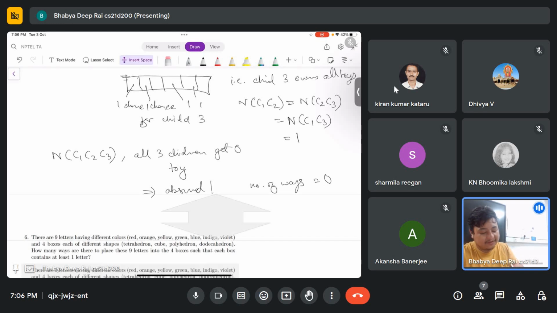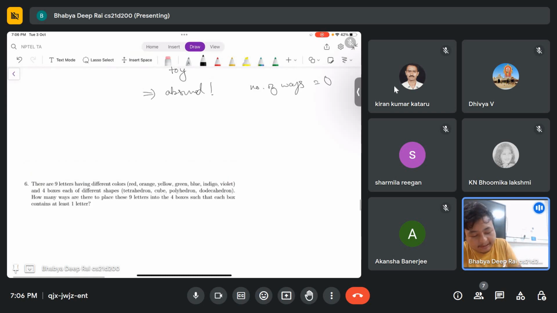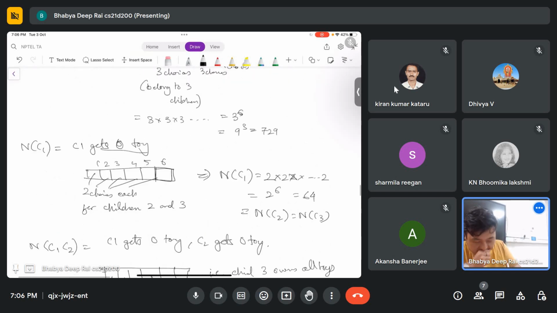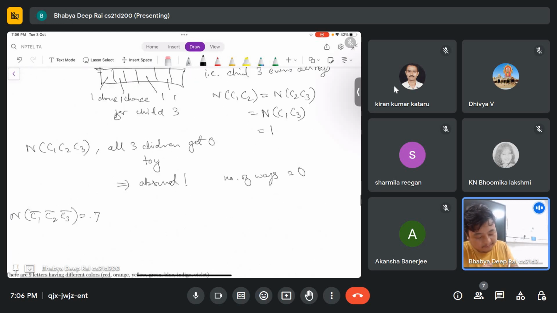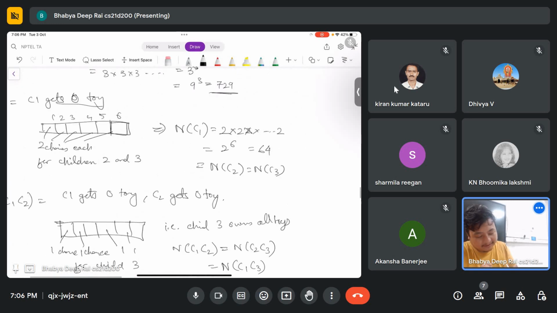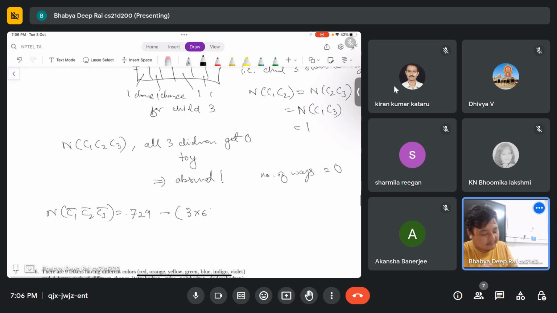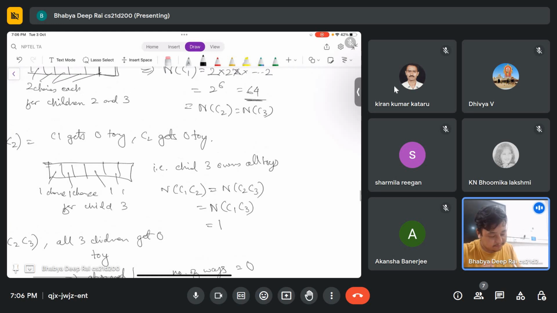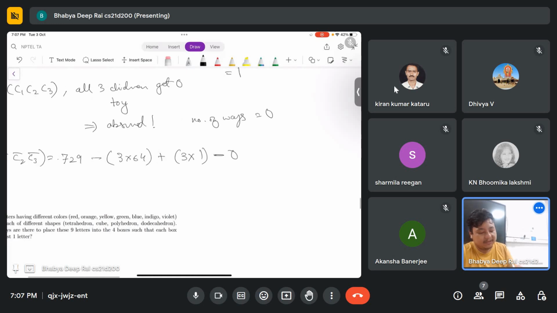Now all that's left is actually to sum it up. Okay, N C1 bar, C2 bar, C3 bar is equal to this capital N, which is 3 to the power n, 729, minus 3 times 64, plus 3 times 1, minus 0. This is your answer.